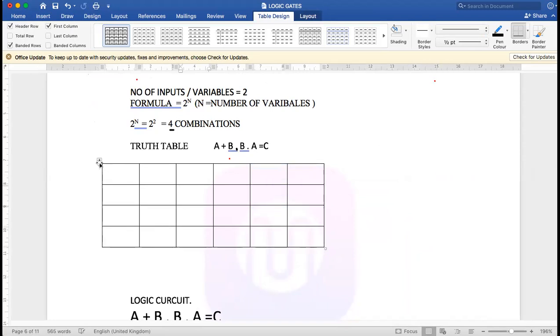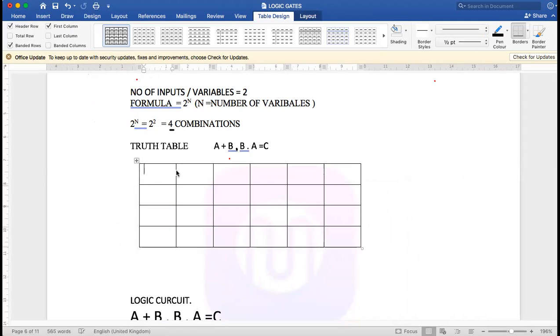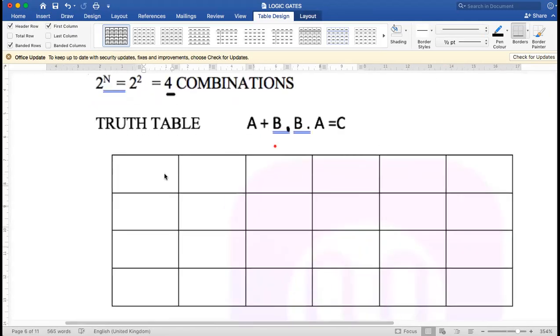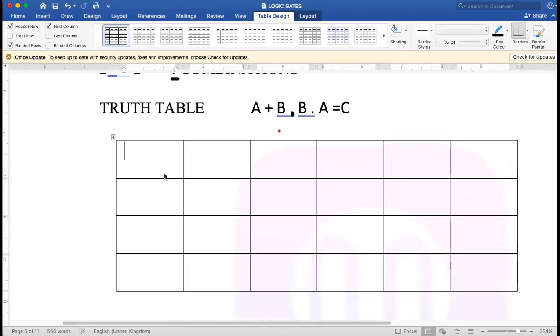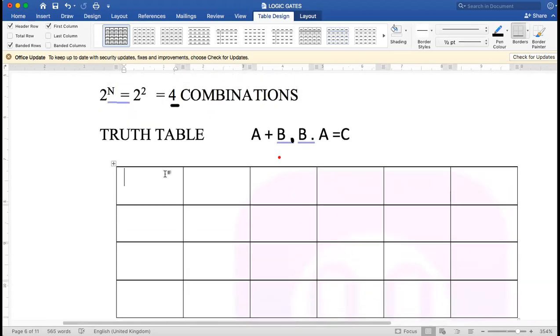Okay. So this is my truth table, right? Now I'm going to input the values. What is the first value you saw in my logical expression? The first value, it's A. A. Okay, great. A. Next. B.